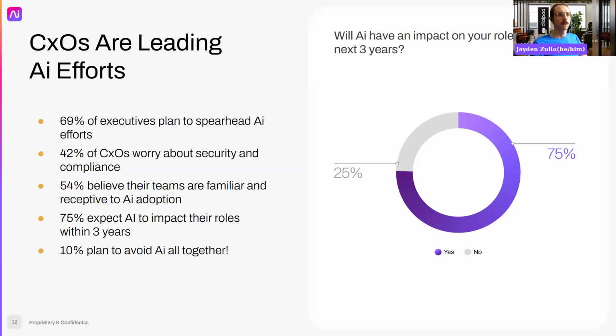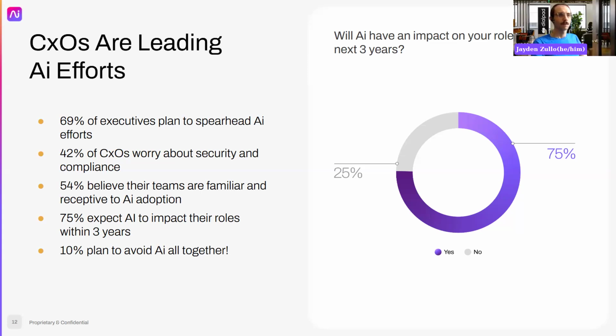Which then can lead to people stepping into it more deeply within specific areas in your organization. But across the board, there needs to be an understanding of what your organization is doing as far as adoption goes, and what it looks like. Because I think there is still this fear, and that last dot point there, 10% plan to avoid AI altogether. That's right.